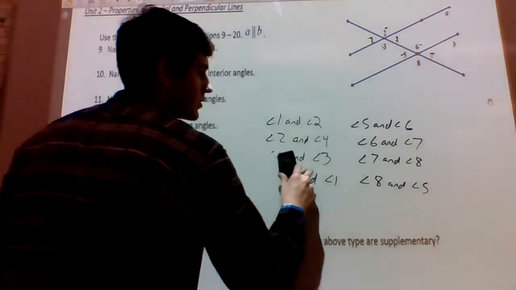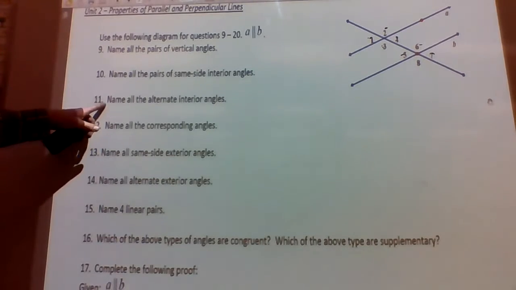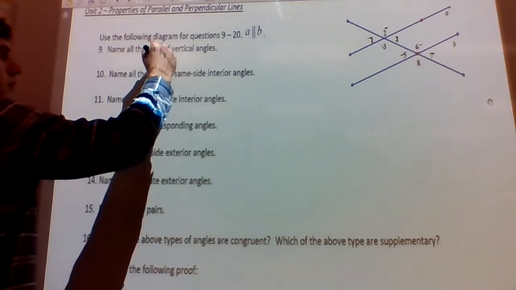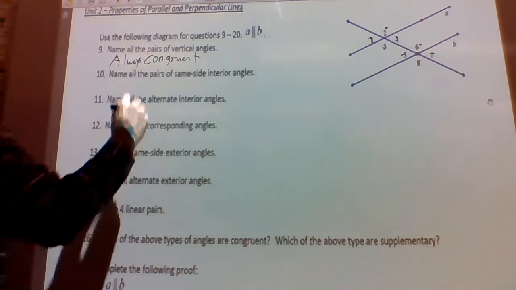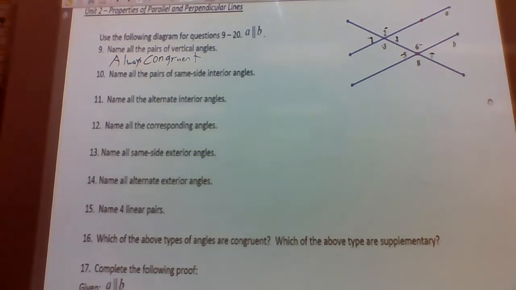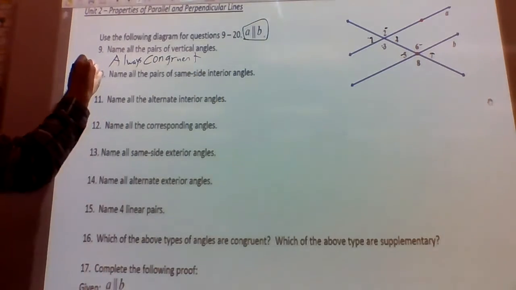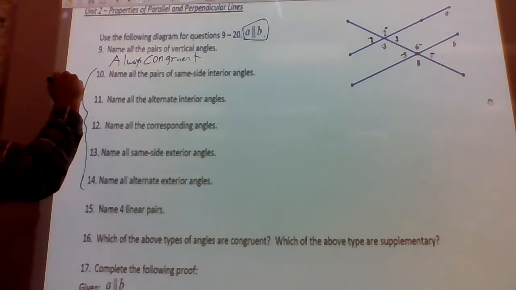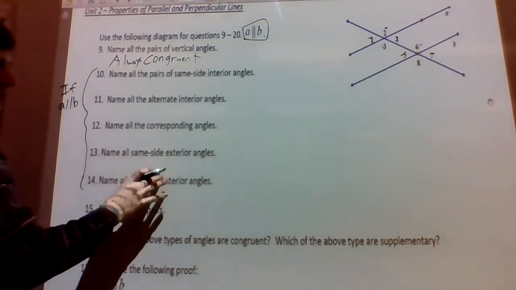Which of the above types of angles are congruent and which are supplementary? Let's just write them up here. Alternate and vertical angles are always congruent. Same side interior angles are, and this is the case if A is parallel to B. So if the two lines are parallel, then we can say it about these 5.